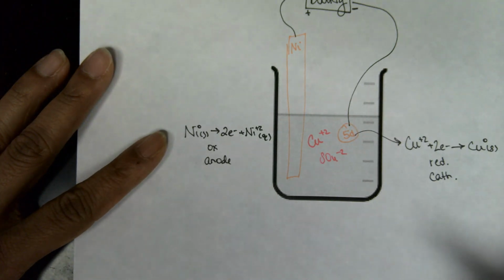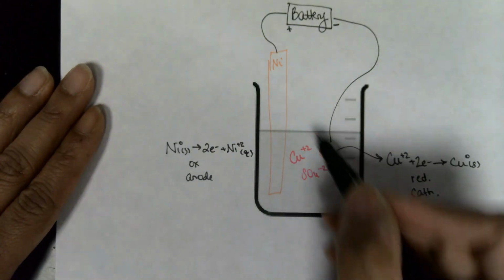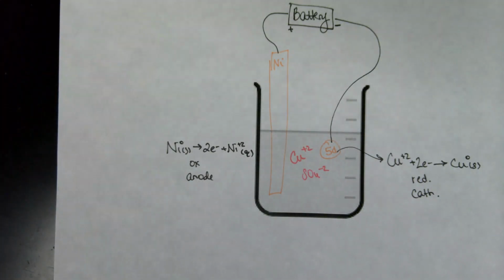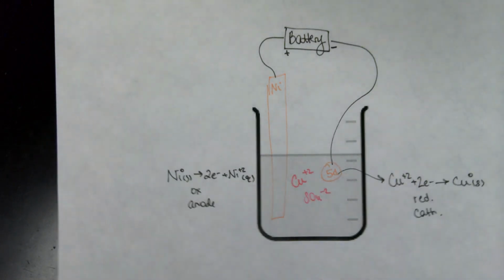Trying to think if there's anything else on this one that you might need to know. The mass of the nickel coin will increase. The mass of this nickel electrode will decrease. And again, this is not spontaneous. So this will require electricity to happen, hence why you need that battery for this to occur.